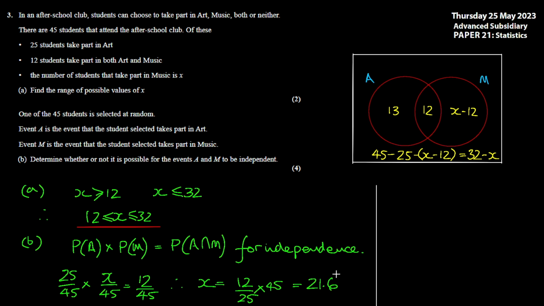So what's our conclusion? Well, the fact is you can't have X being a decimal answer. X is a number of students, and this has provided a decimal answer. So our conclusion is that the events, the probability of picking a student in art and music, these are not independent results. So writing this down, A and M are not independent. And that's your answer to part B.